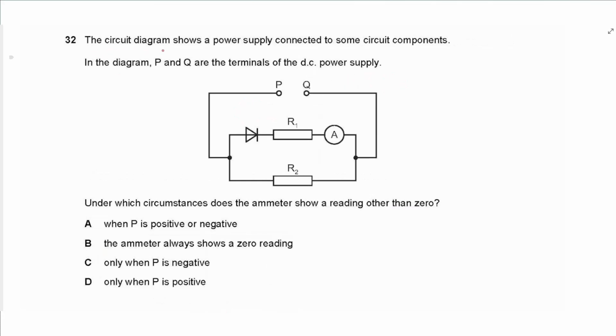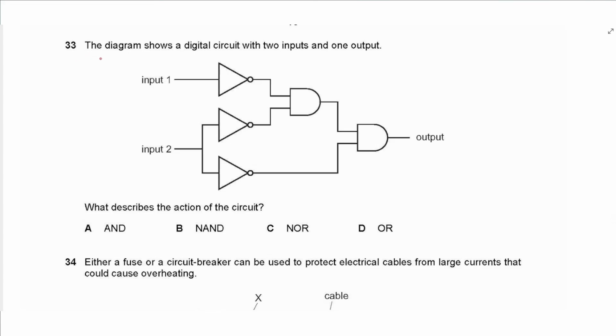Question 32 says the circuit diagram shows a power supply connected to some circuit components. In the diagram, P and Q are the terminals of a DC power supply. Under which circumstances does the ammeter show a reading other than 0, which means that there is a current here and the current is flowing in the right direction with the diode, so to the right here. So when P is positive or negative, ammeter always reads 0, only when P is negative or only when P is positive. So for the current to move in this direction, it must be coming from this direction. And the current always goes out from the positive terminal of a battery. So P must always be positive. So we choose D.